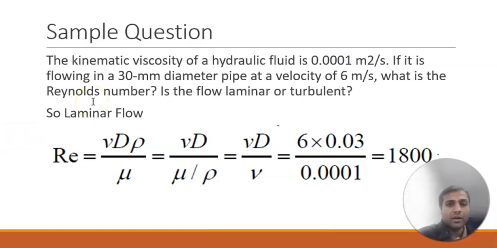Now, there are two things. One is called the dynamic viscosity, and the other is known as kinematic viscosity. The kinematic viscosity and dynamic viscosity have different formulas.